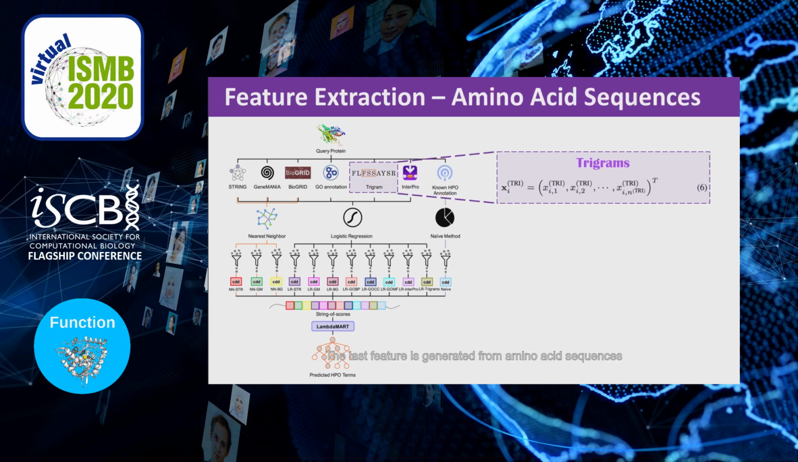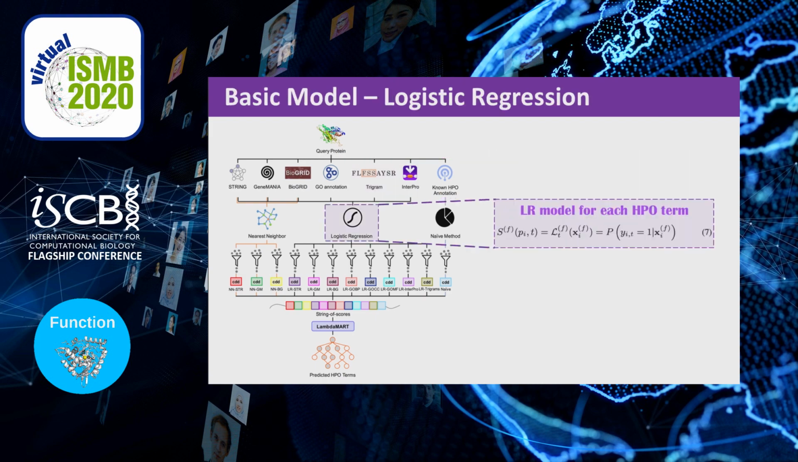The last feature is generated from amino acid sequences. Here we count the frequencies of all possible trigrams in the AA sequence, resulting in a feature vector with each entry being the frequency of the corresponding trigram. So far, we have generated a total of 8 different feature vectors.